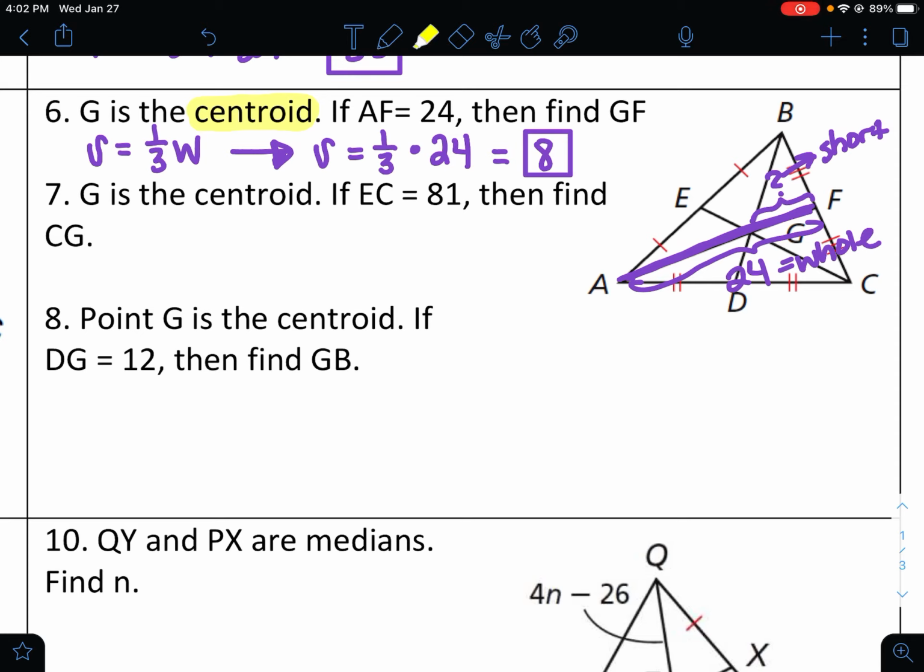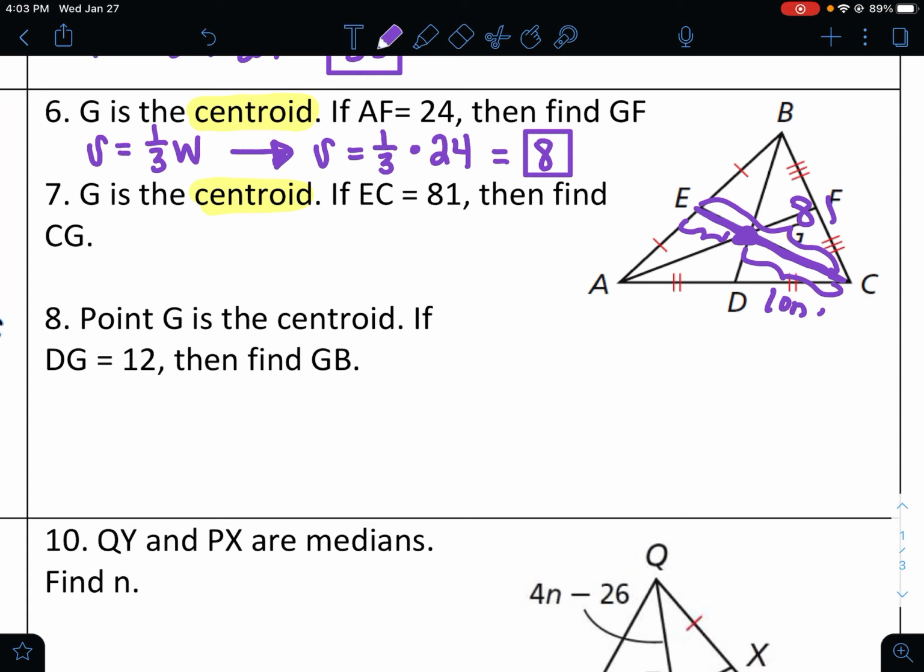All right, moving right along. So again, we're still dealing with medians. Since that says centroid, I'm going to erase this so I can start fresh. All right, G is the centroid. Okay, EC, that's this segment here, is 81. So the whole thing is 81. And it wants us to find GC, which is this part right here. And this is G, if you can't tell. So I hope it's kind of obvious, but this is the long part. And then this over here is the short part. And then 81 would be the whole thing.